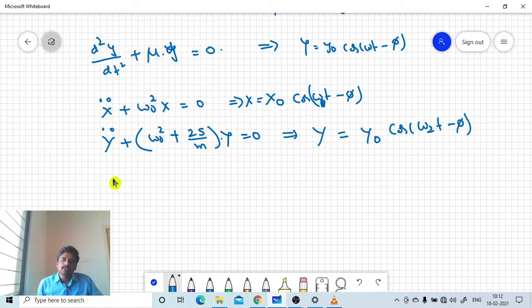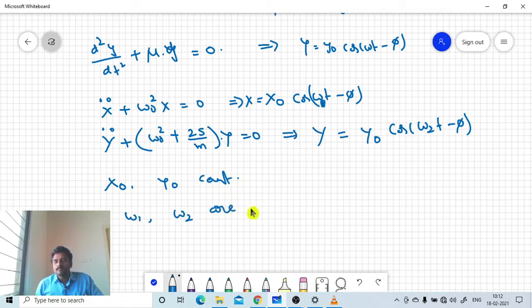Where x naught and y naught are the constant values. Omega 1 and omega 2 are the normal frequencies. They are the normal frequencies.